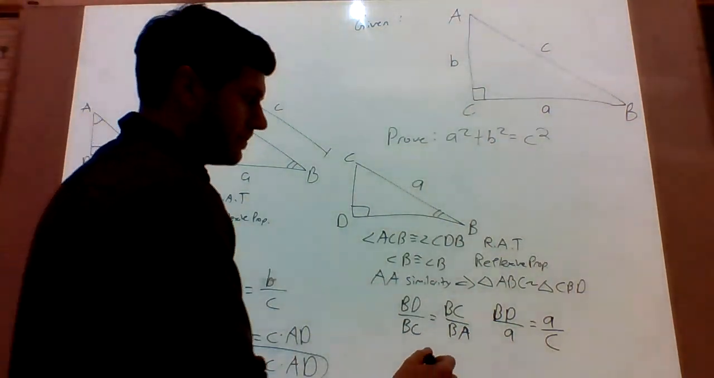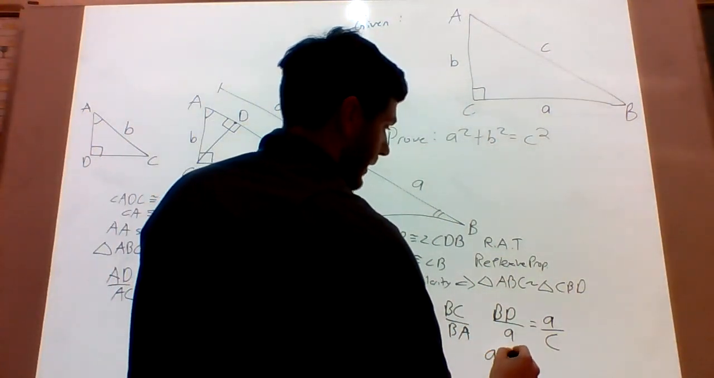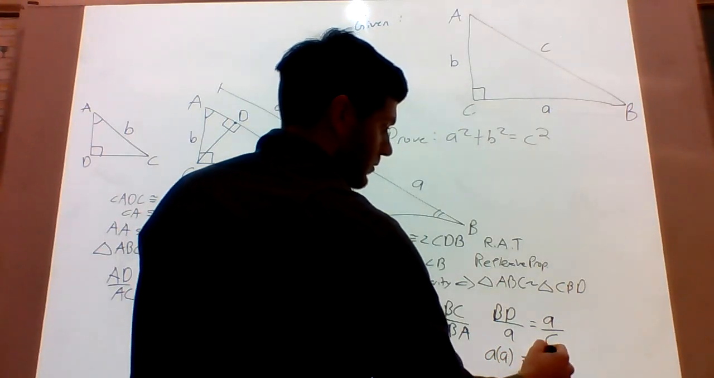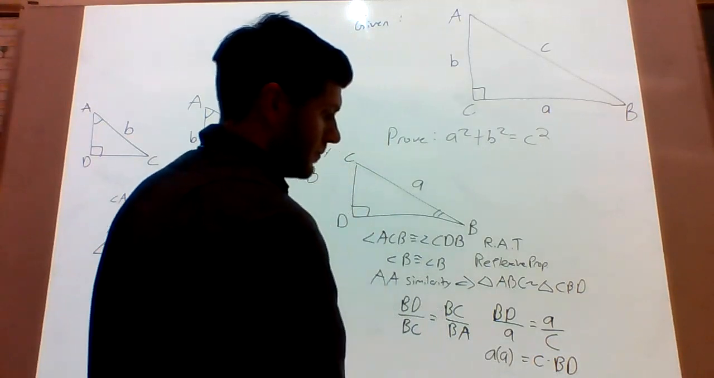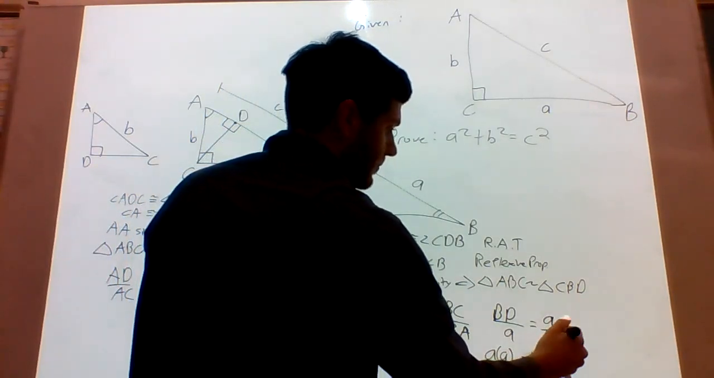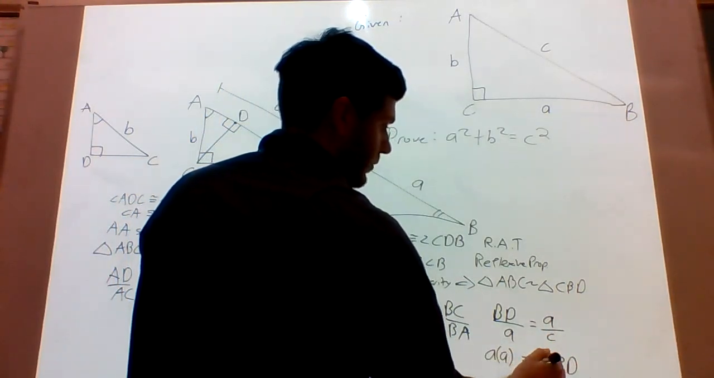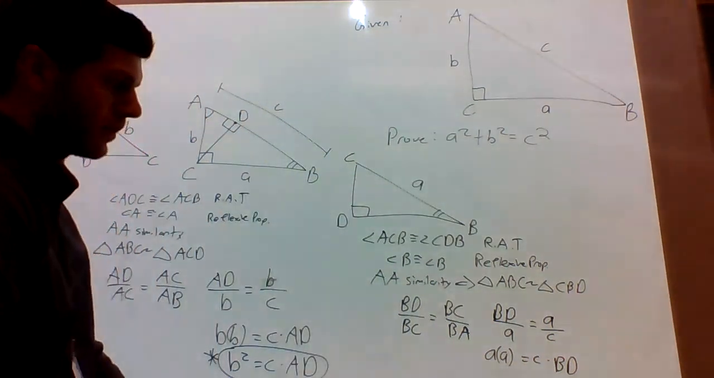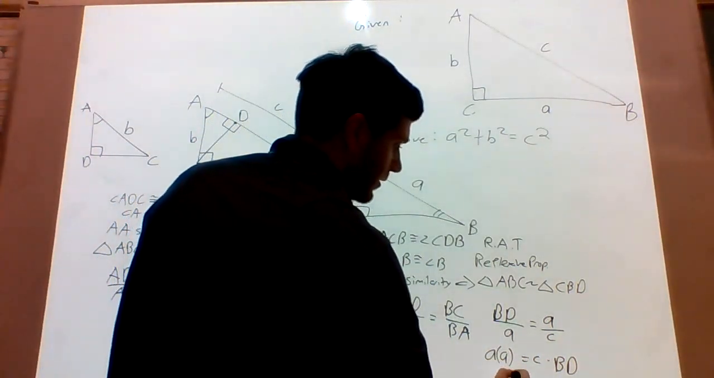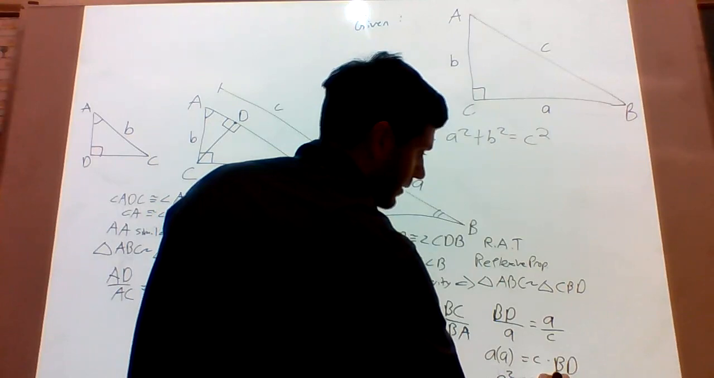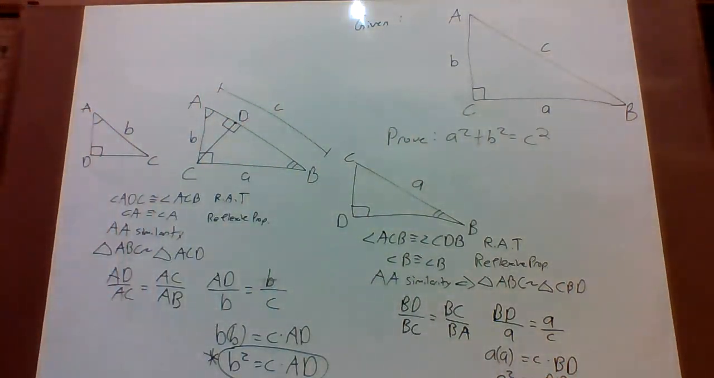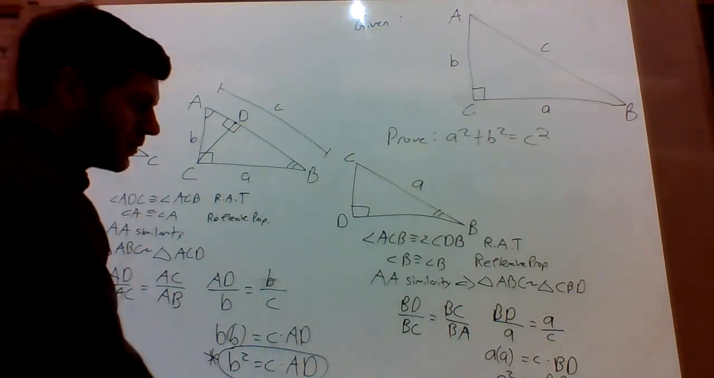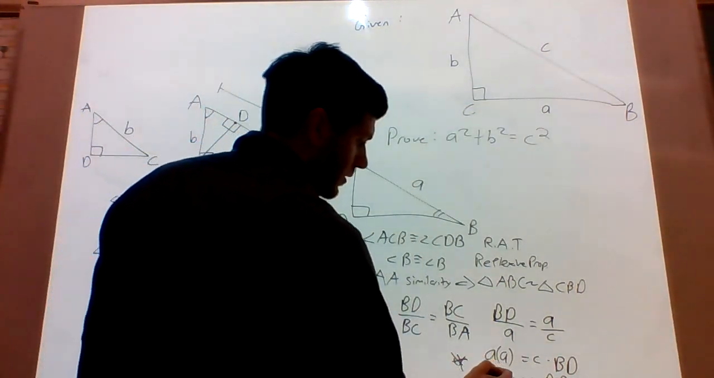Cross multiply. Okay, a times a equals c times BD. And again, this is a lowercase c, it represents the length. So a times a is a squared. Then we get c times the side length BD. This is our other equation we want to highlight.